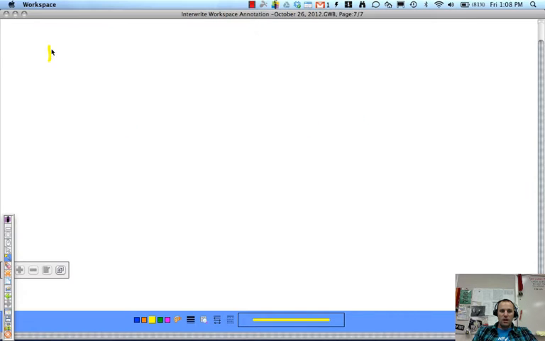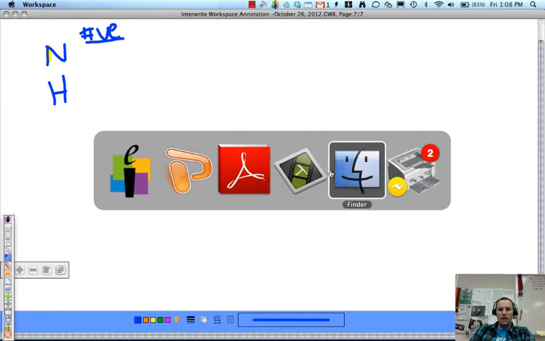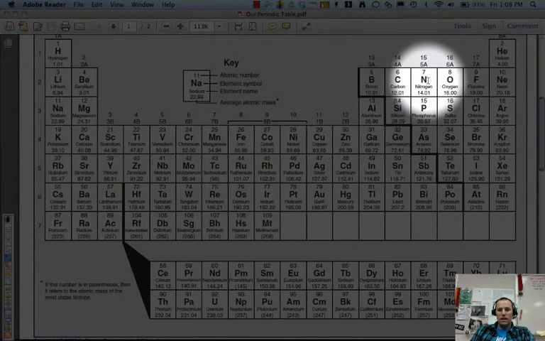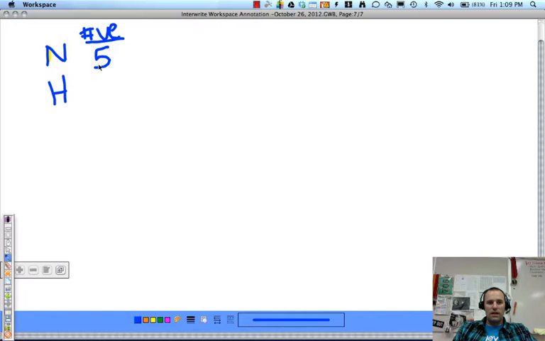So we make a list. Always make a list. We have nitrogen and we have hydrogen in our ammonia. The number of valence electrons that nitrogen brings to the party, we have to look at our periodic table. Right here, nitrogen is in column 15, so it has 5 valence electrons. Hydrogen we know is in column 1, so it has 1 valence electron. In NH3, how many nitrogens are there? 1, so this is the number of atoms.